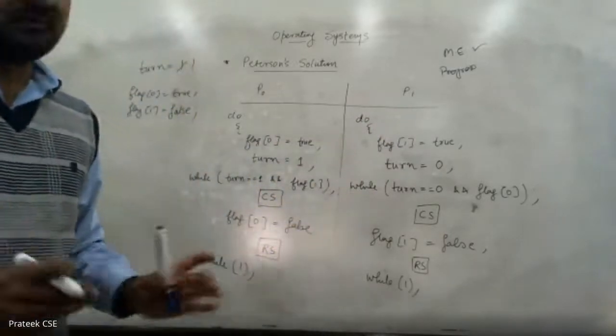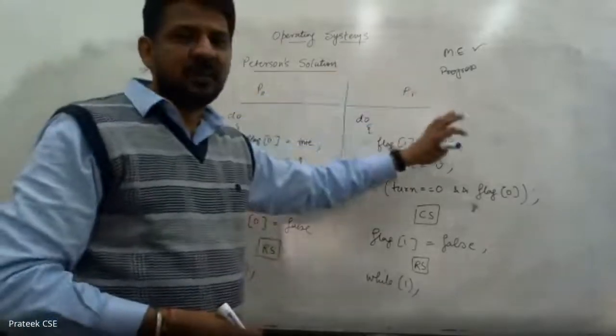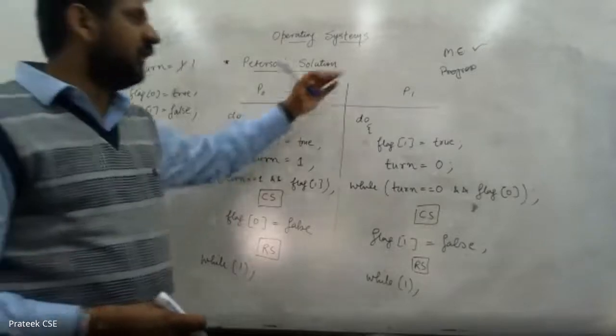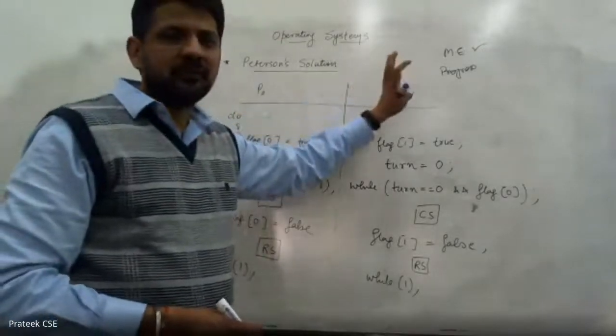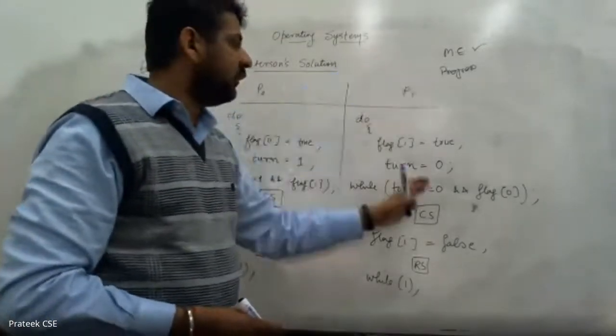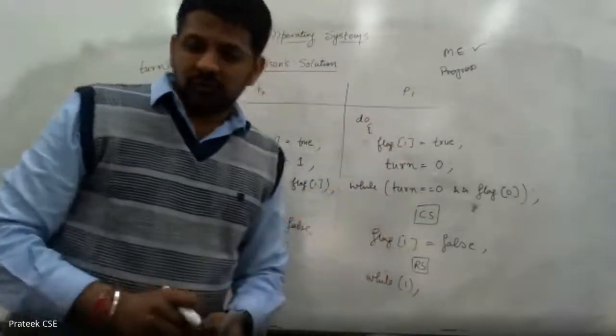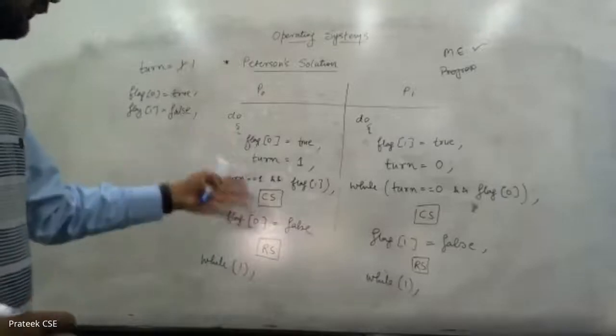So same is the concept with process P1. तो अगर P1 ने पहले enter किया, exit किया, and after that P0 is not interested, then there will not be any problem for process P1. P1 will be able to enter as many times as the process P1 wants to. So this is how the things will work.